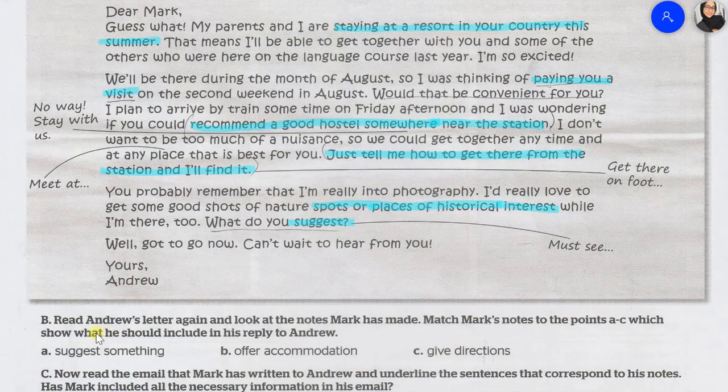Now let's look at task B. Read Andrew's letter again and look at the notes Mark has made. Match Mark's notes to the points A to C, A, B, C, which show what he should include in his reply to Andrew. Okay, let's look at the note Mark has written. No way, stay with us. He wrote this note at this section. Recommend a good hostel somewhere near the station. And Mark wrote, no way, stay with us.